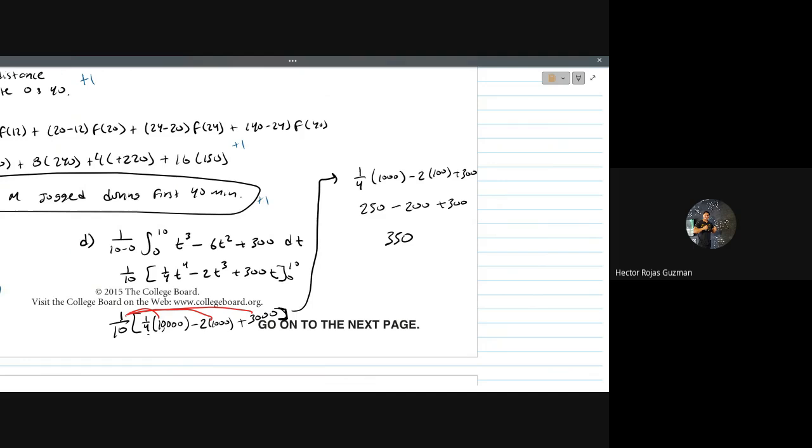350. And because we're finding the average velocity, the units are meters per minute. There you go. Last point. That's number 3.